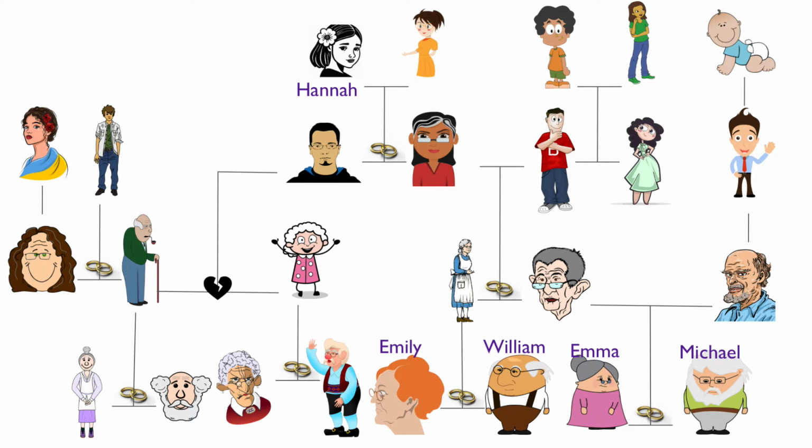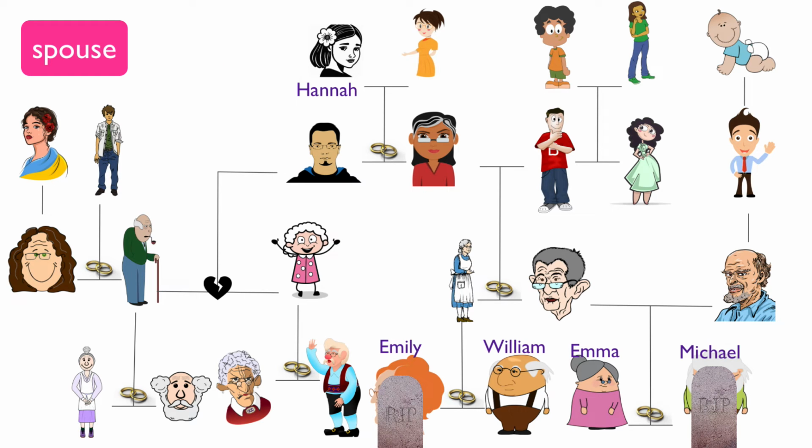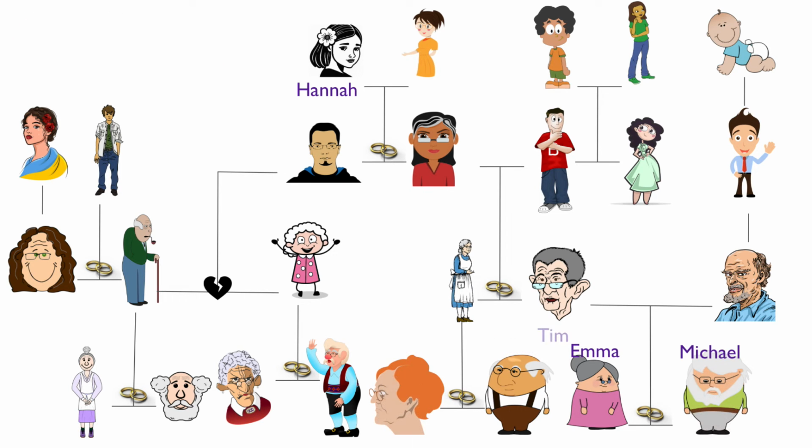Unfortunately, there's a very sad situation with my great-grandparents. Michael is of old age and has recently passed away, leaving Emma alone, making her a widow. Likewise, Emily has also passed away, leaving William alone, making him a widower. Both of them have lost their spouses. As you know, Tim is my grandfather, and his parents, Emma and Michael, are my great-grandparents.